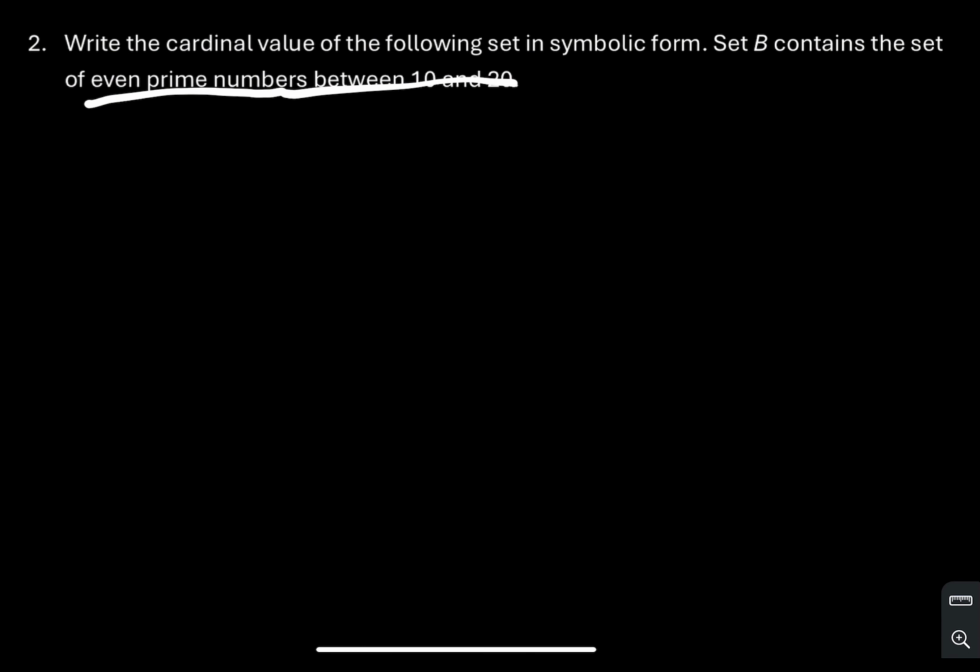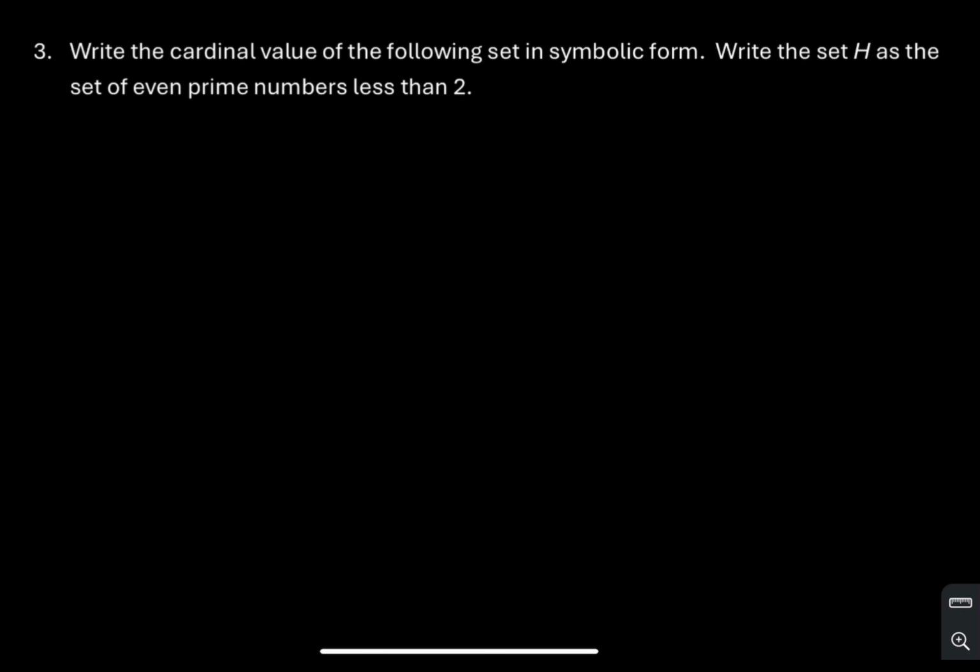So for this third problem, it says write the cardinal value of the following set in symbolic form. Write the set H as the set of even prime numbers less than 2. So our elements are going to be even prime numbers less than 2. Now, something to note is prime numbers can only be positive. There's no such thing as a negative prime number. So if our smallest possible prime number is 0 and our biggest number is 1 because it has to be less than 2, so 0 and 1 are our only 2 possible elements in the set.